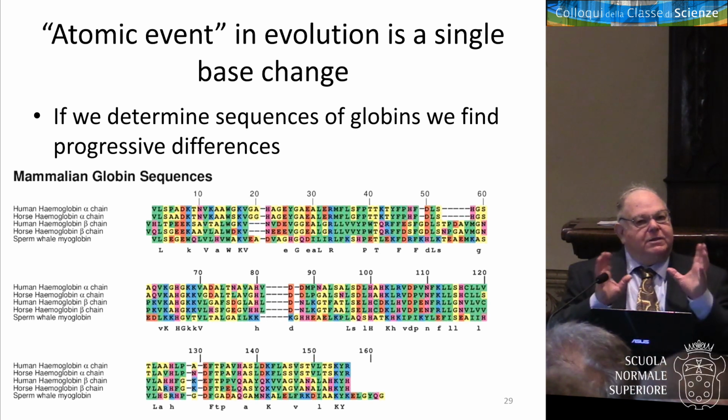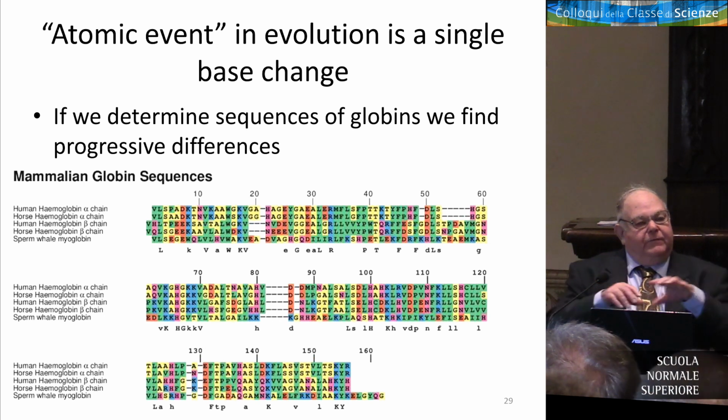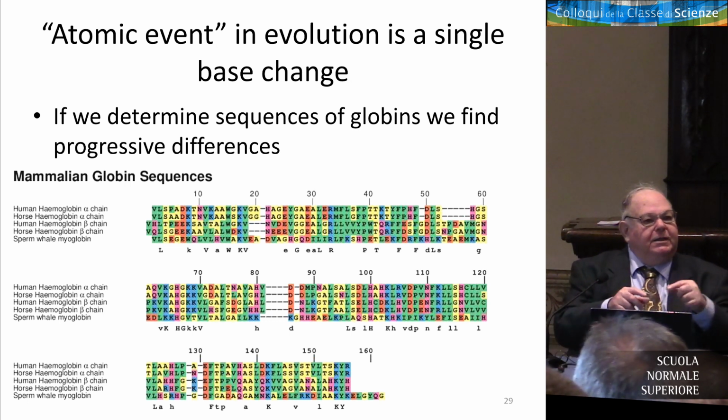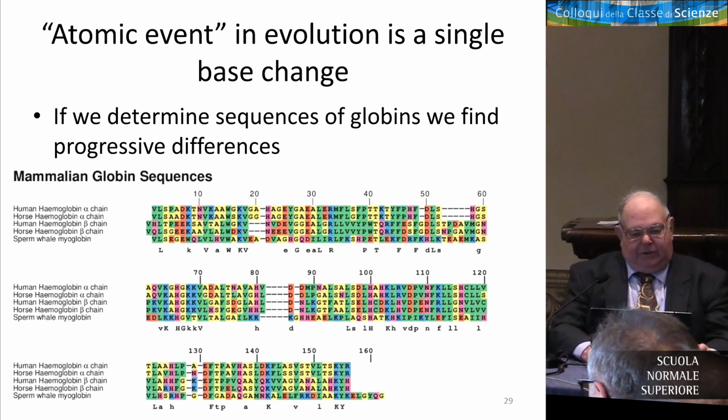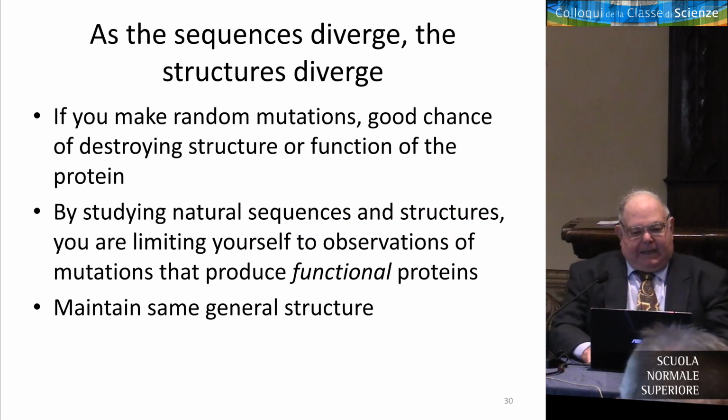So we can sort of see the course of evolution. First, the hemoglobin chains diverged from myoglobin, then they diverged from each other into alpha and beta, and then human and horse diverged from each other subsequently. And as the sequences diverge, the structures diverge.